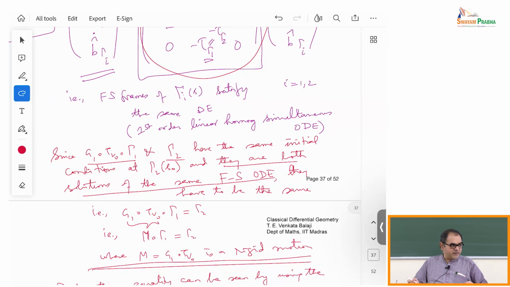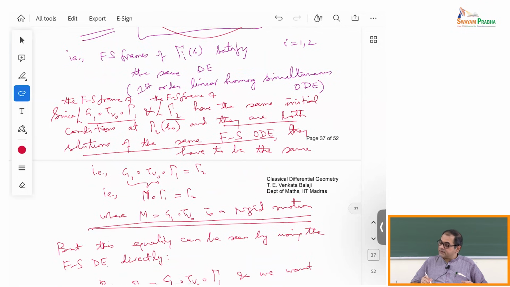So if I want to say it carefully, what I should say is, since the Frenet-Serret frame of this and the Frenet-Serret frame of gamma 2 have the same initial conditions at gamma 2 S naught, they are both solutions of the same Frenet-Serret ODE, therefore they have to be the same. Okay, and what this will give you, I will put these things in brackets, is that the Frenet-Serret frames will be the same.